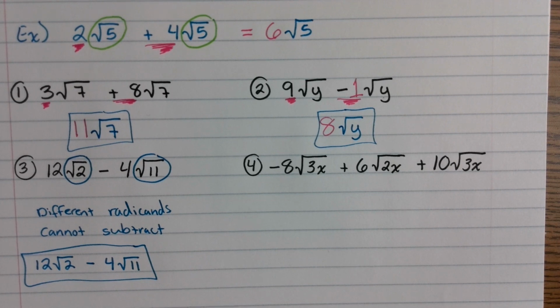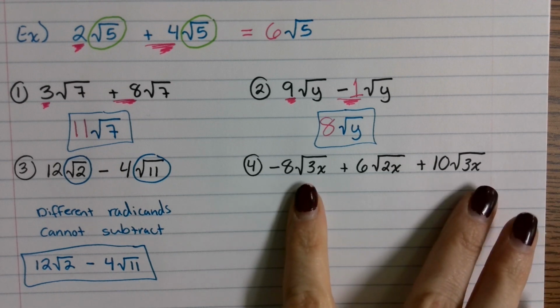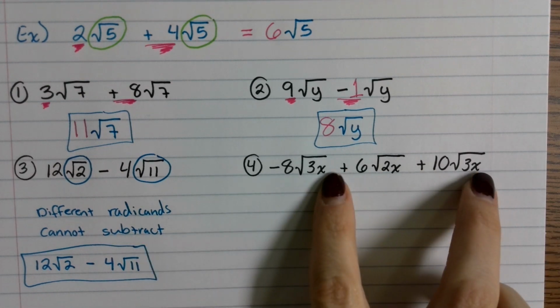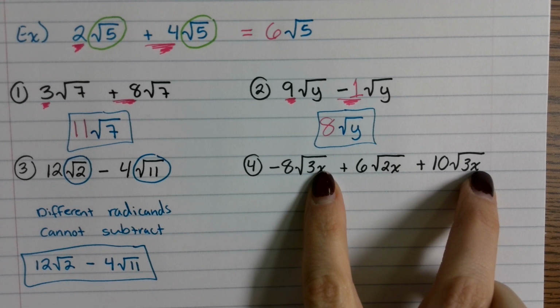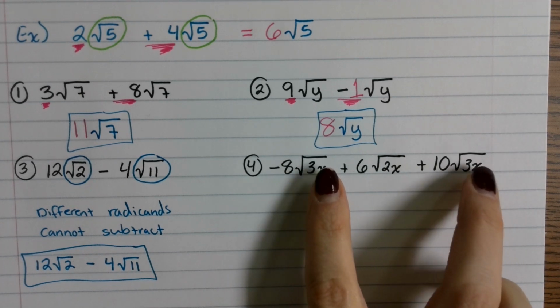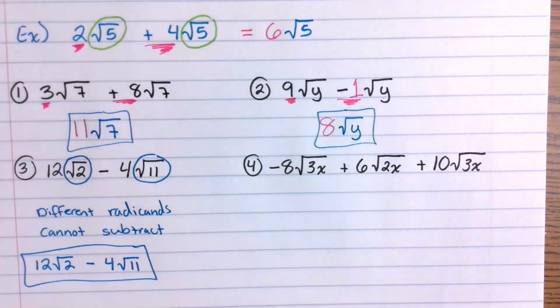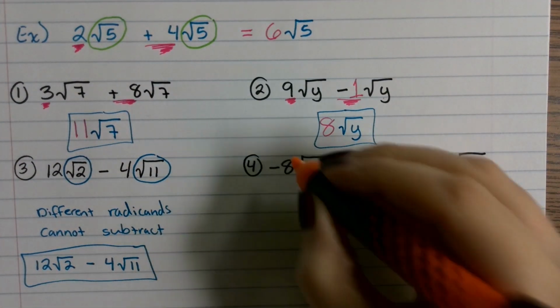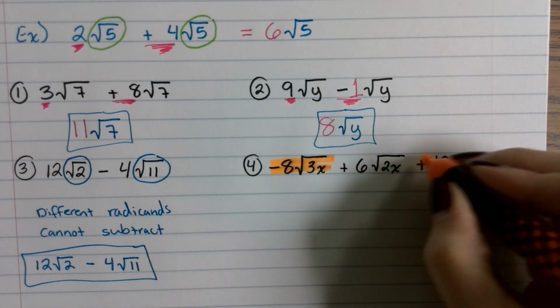So be careful about that then when you get to problem 4. With problem 4, is everything a like radicand? No. Which one's the one that's not the same? 6 square root of 2x. 6 square root of 2x is not the same as the other radicals. The other radicals have similar radicands of a square root of 3x. So those are the only ones that you could actually focus on combining. These are the like radicals.